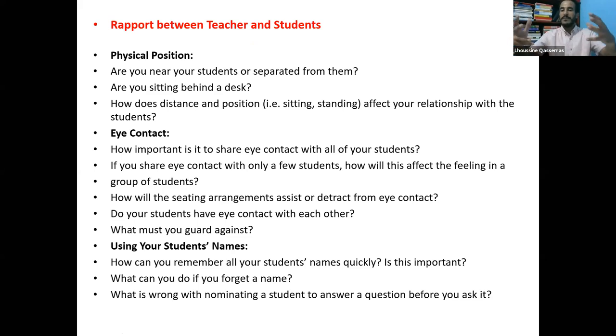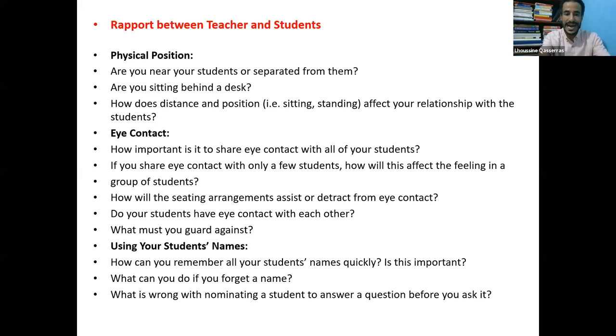So now explaining, maybe you are in front of students. Monitoring is very near to students. Eye contact, very important. Don't focus only on one student when you are explaining, but maintain eye contact. How important is it to share eye contact with all of your students? Now, if you are explaining and you are focusing only on one girl or one boy, then the students say there is something wrong with the teacher. All the time when he explains, he is focused on Fuzia, or the female teacher, all the time when she is explaining, she's focusing on Muhammad. Okay, now please maintain the eye contact just to avoid confusion, okay?